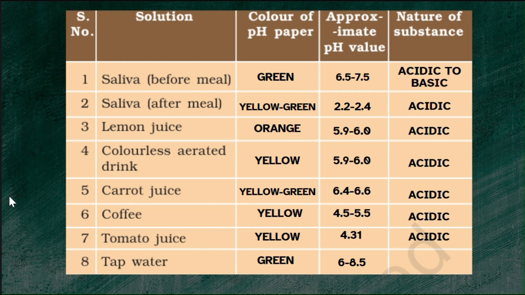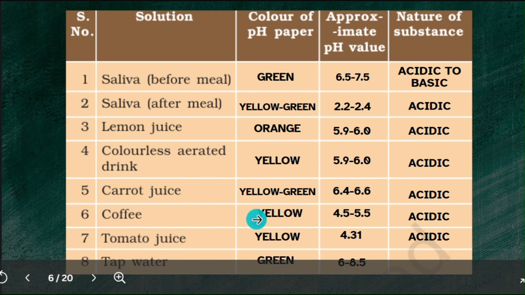The third solution is lemon juice. The color of the pH paper is orange. The approximate pH value is 5.9 to 6.0. The nature of the substance is acidic. Colorless aerated drink. The color of the pH paper is yellow. Once again, the approximate pH value is 5.9 to 6.0 and the nature of the substance is acidic.